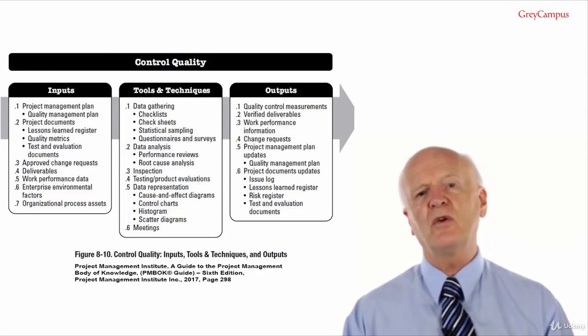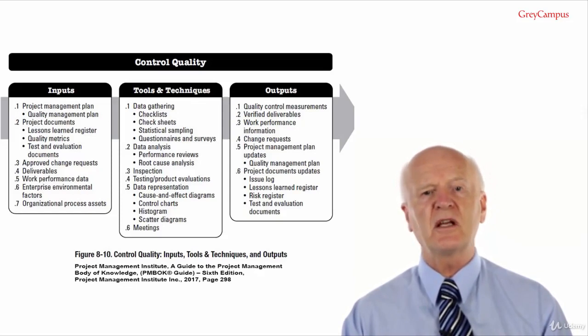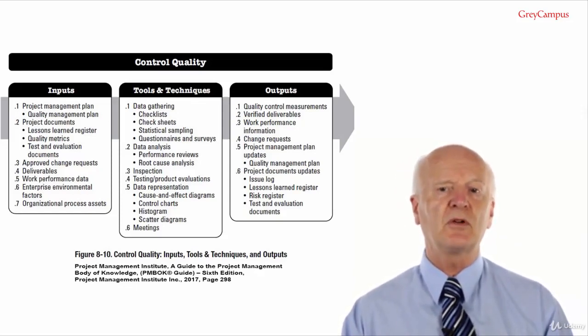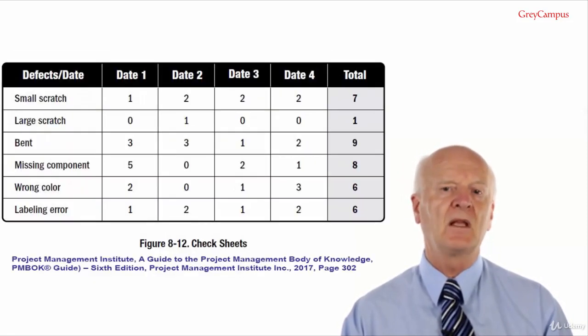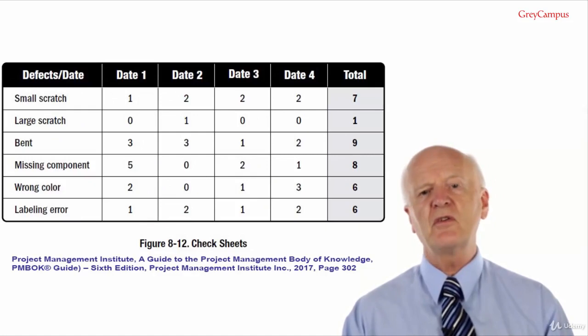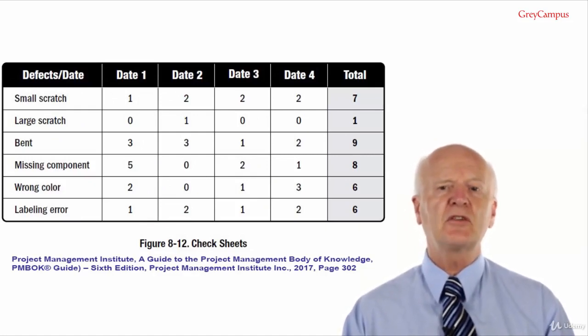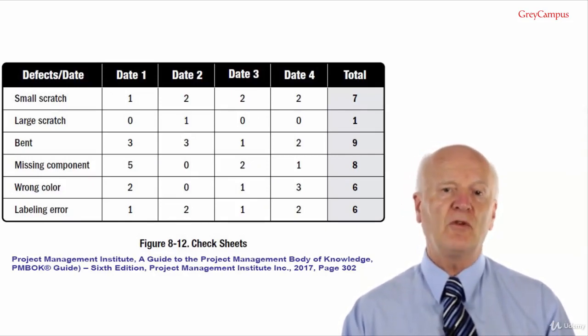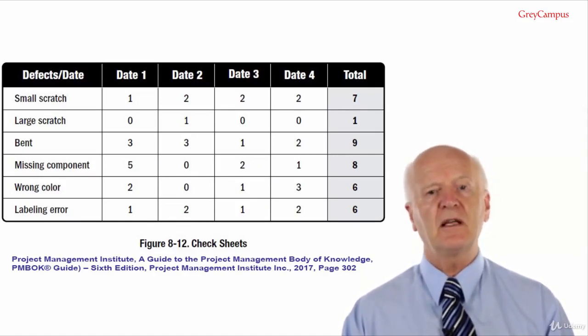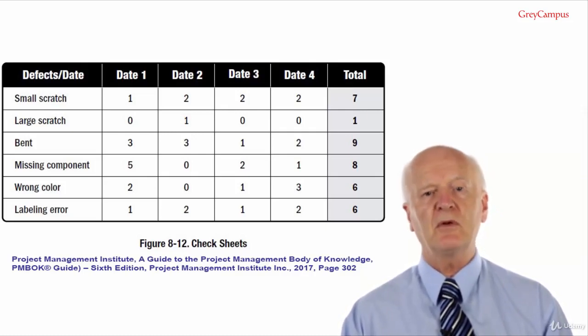A checklist is not always a list of conditions and attributes to check. It can also be in the form of a diagram of the final product with tick boxes and areas for comments in each component. Check sheets. These are also known as tally sheets and are used to group similar defects together to make it easier to spot potential quality problems. For an example of this, see figure 8.12 from the PMBOK guide.